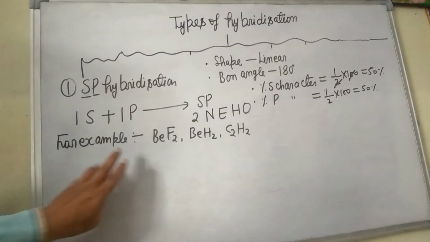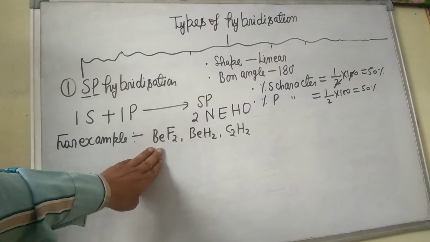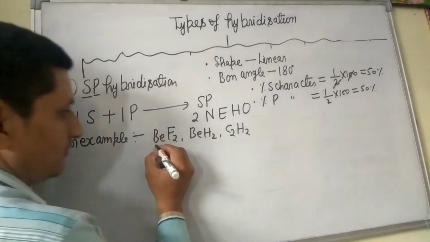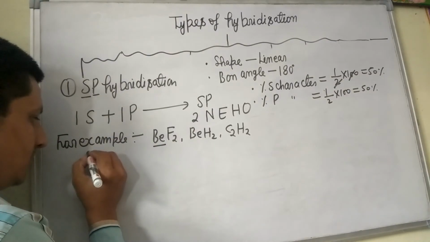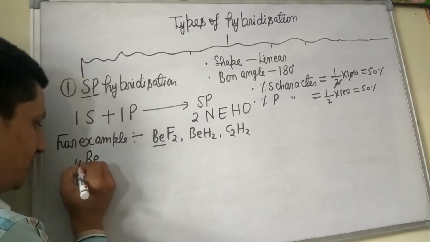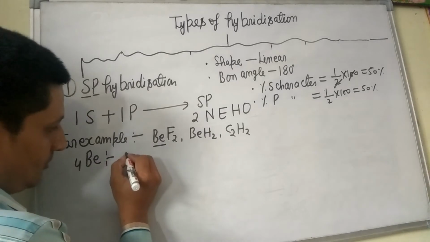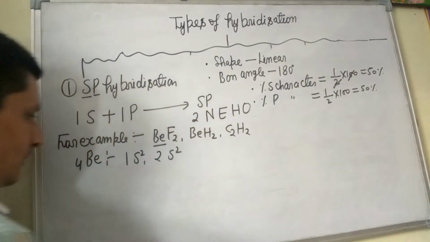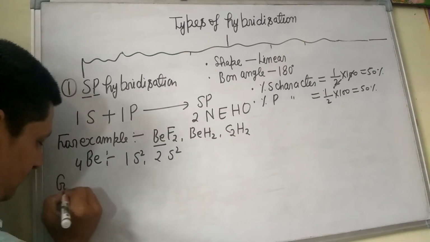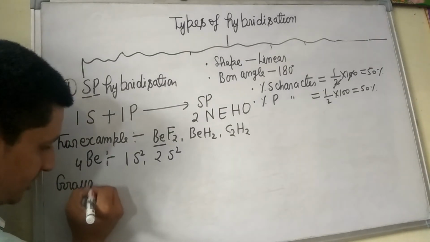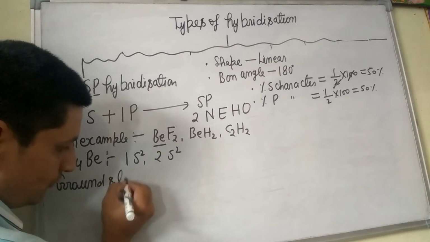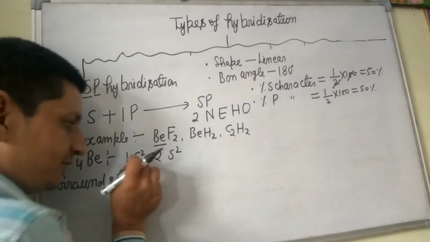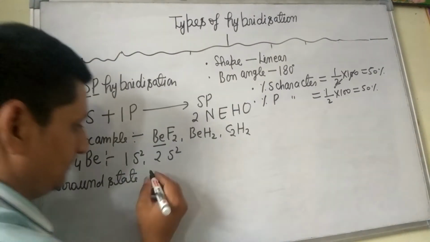Now I am telling you BeF2 has sp hybridization. How? First we have to write the electronic configuration of beryllium: 1s2, 2s2. Now in the ground state, what is the ground state? Lowest energy state is called the ground state. Now we will fill these electrons in the orbitals.